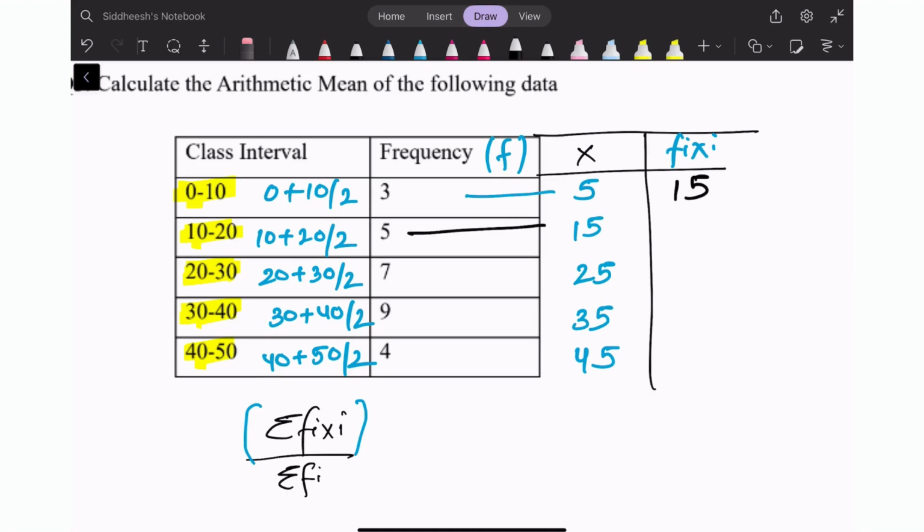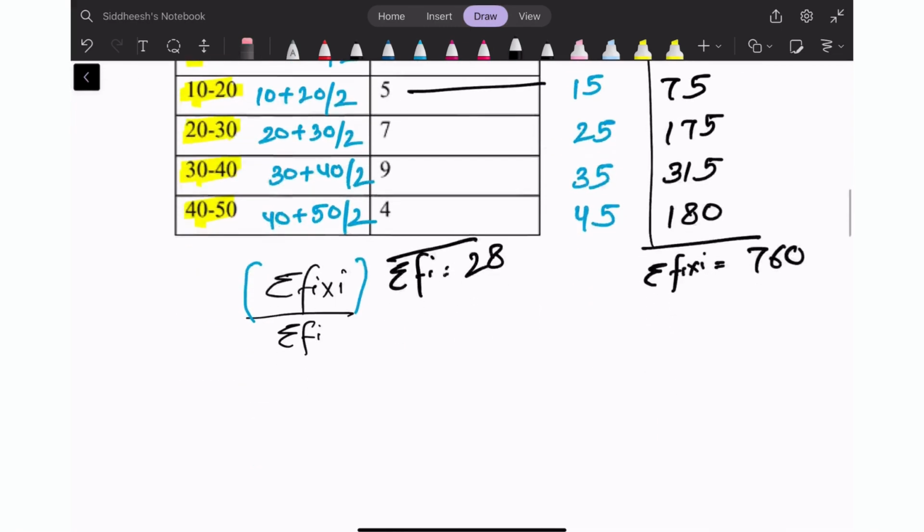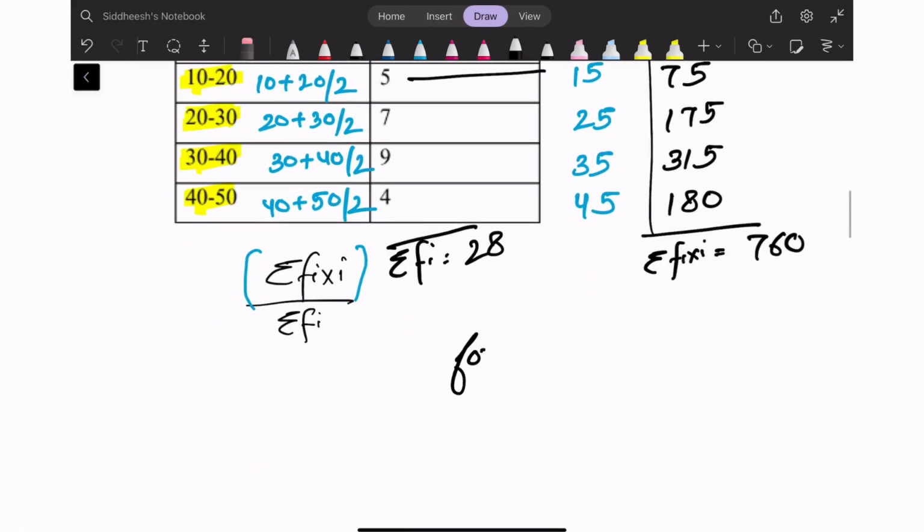5 into 15, that is 75. Then same on, that is 175, 315, and 4 into 45, that is 180. Now sum it, fi xi, this will be 760. What about the frequency? Summation of fi will be how much? 28.